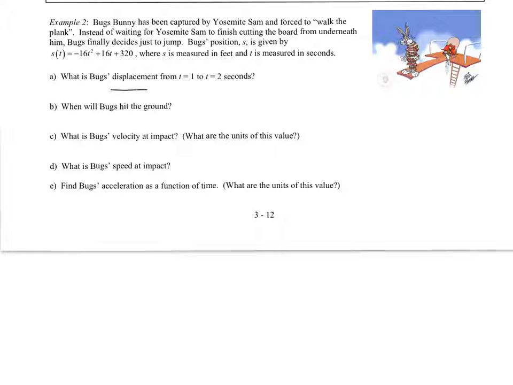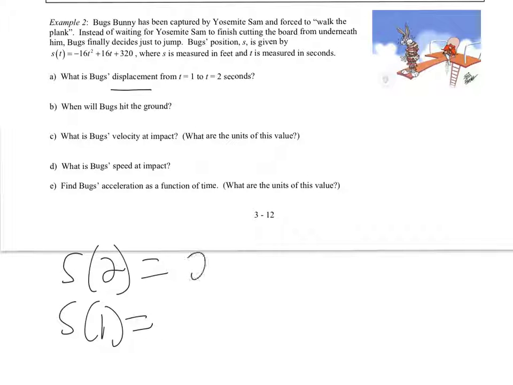So I'm looking for the displacement, which is Bugs' total change. So what's S of 2? What's S of 1? And we're going to subtract those. Well, when I do this on my calculator, because I've done it 4 times incorrectly, negative 16 times 4, because remember we're substituting in 2 for this t. So negative 16 times 4 plus 32 plus 320, I'm getting 288 feet. So that's where it is. He's down at 288 feet.